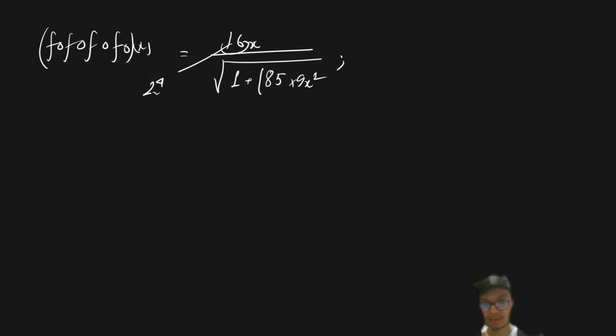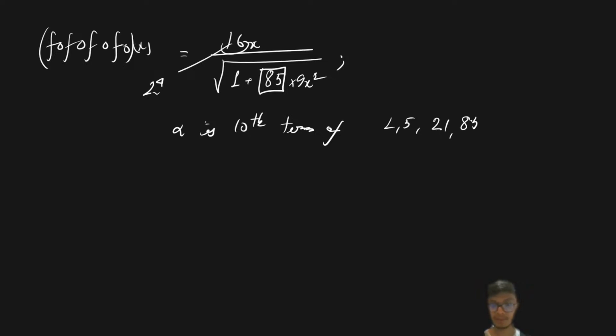But what is more interesting is to note this alpha over here. So alpha is the 10th term of 1, 5, then we have 21, 85, and so on. Okay, so I need to find out of this particular sequence. So over here you can look over this sequence, and you will find out that I have to find out alpha, which is the 10th term of it. So it is a kind of a progression as well.